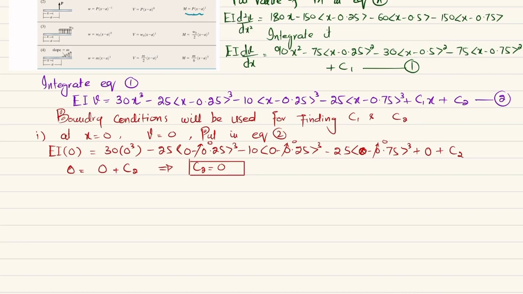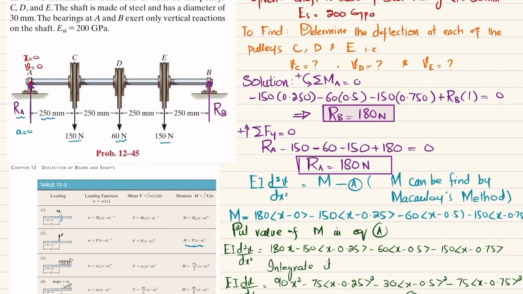Now you have C2 equal to 0. We will use another boundary condition, and that boundary condition is that at x equal to 1000 millimeter, we have deflection equal to 0. So let me show you here. You can see x is 1000 millimeter. We have deflection equal to 0 because there is a bearing or support at point B.